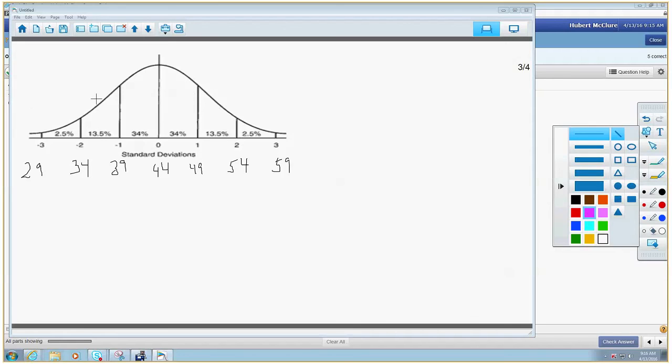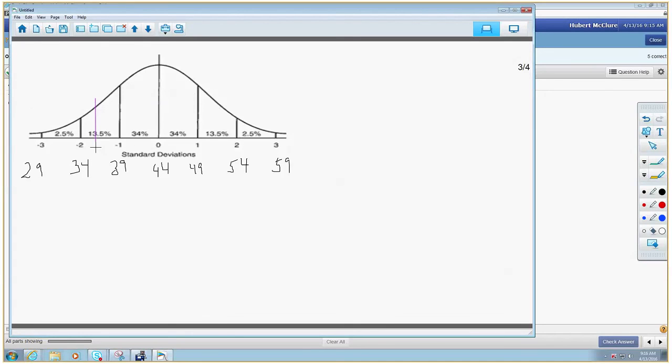So I'm going to put it right about here. Maybe off a little bit, but I think I'm right. I know it's not in here because that's 2.5. So it's somewhere in here. So I know this, and like I say, the best thing to do is write everything you know.